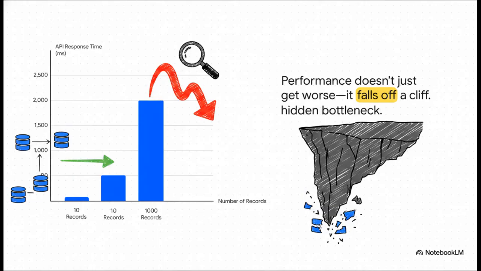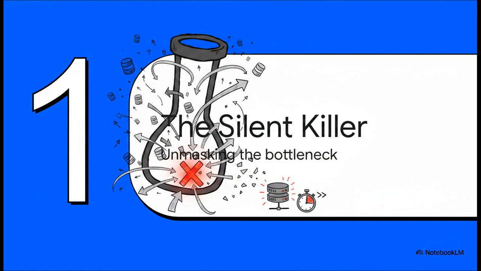And this chart right here, this is the classic symptom. With just a handful of records, your response time is basically nothing. But as that data grows, the performance doesn't just get a bit worse, it completely falls off a cliff. This isn't a straight line, folks. This is an exponential disaster waiting to happen. It's the calling card of a very specific, very nasty database bottleneck. And that bottleneck has a name, the N+1 query problem.